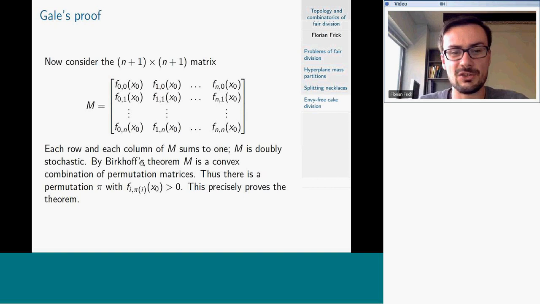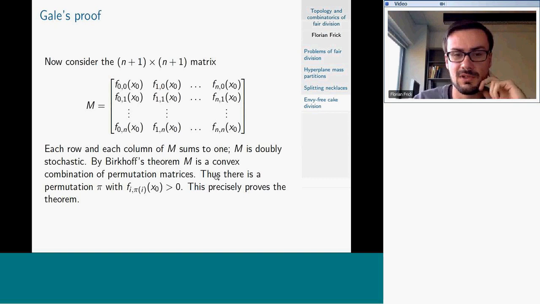The theorem says it's a convex combination of permutation matrices. This is precisely the statement of Birkhoff's theorem. Thus, there's a permutation where these are non-zero, and this is precisely what we want to prove. This precisely means that at x naught, there's a permutation that gives everyone the correct piece.